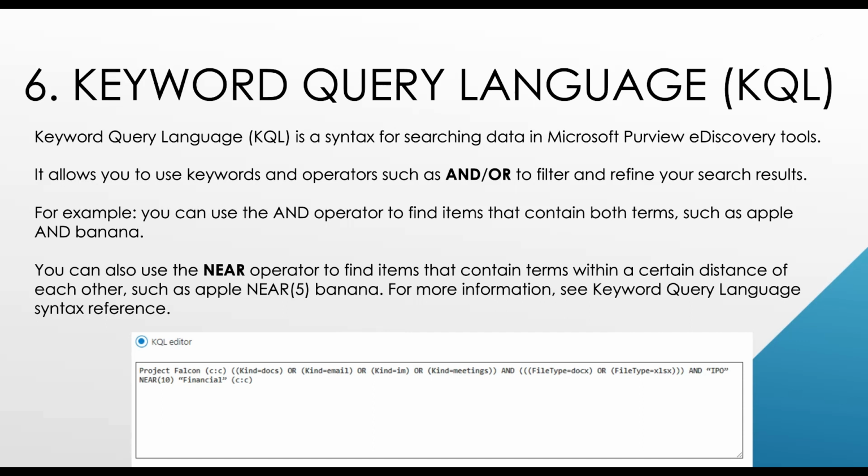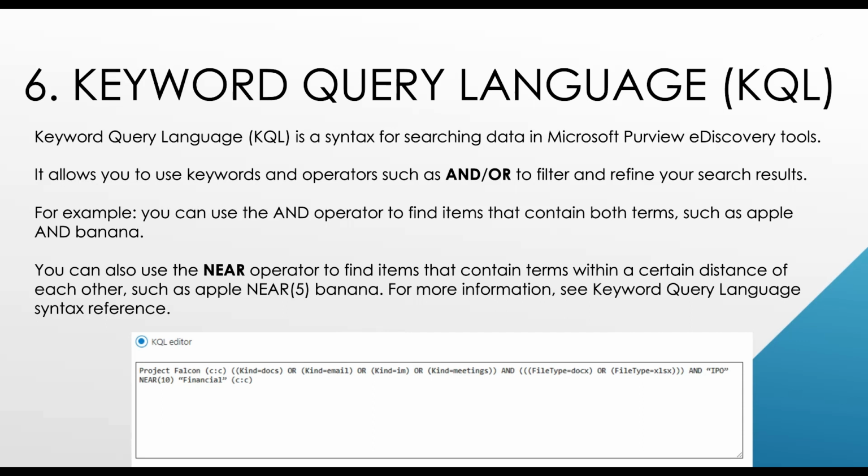Okay, so as you can see from the bottom, I'll give you a quick introduction to what the KQL editor does. I'm looking for anything to do with Project Falcon, and that's my keywords. But where am I looking for those? I'm looking for them in kind:docs, which is documents, or kind:email, which speaks for itself, or kind:IM, which is instant messaging, so that's your Teams chat, or kind:meetings. So that's anything to do with meeting invites, accepted meetings, and so on and so forth.